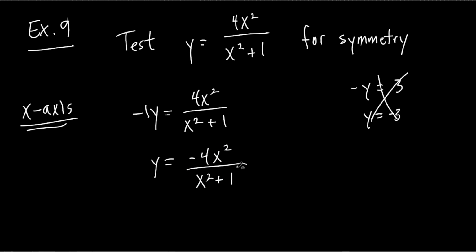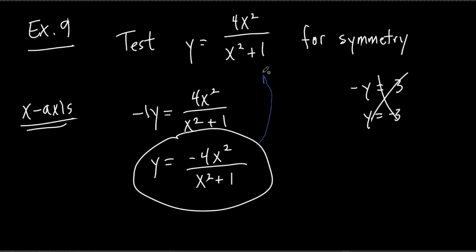Okay, now look at this. Remember what we have to do? Compare it to the original and see if it's exactly the same as the original. Is this exactly the same as this? It's not, is it? Because 4x squared is not the same as negative 4x squared. So is it symmetric with respect to the x-axis? No, it's not. That's part of your answer. Sometimes it will be, whatever you replace this with will equal this. In this particular case, it does not.